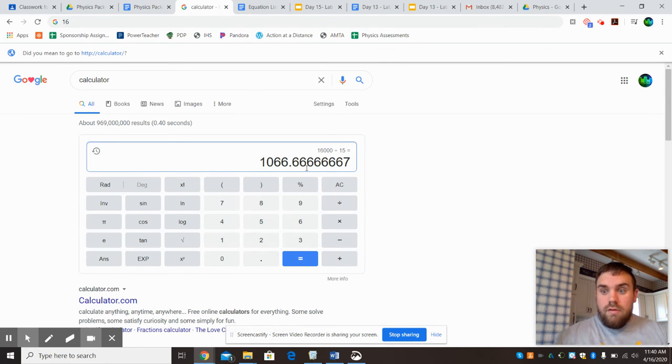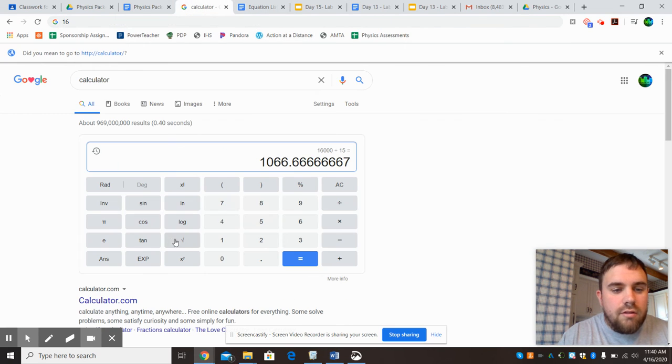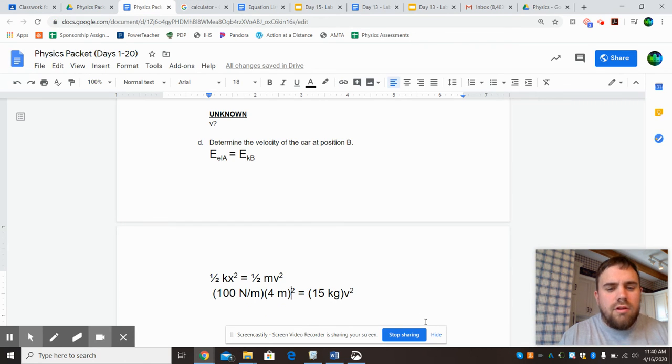Now you're thinking, whoa, that's a very large velocity. But wait a minute, pump the brakes, because all we did was divide both sides by 15. We have v squared here, so we still need to square root that. So I'm going to square root my answer, and then I'm going to get my velocity of 32.6, 32.7. V is equal to 32.7 meters per second.